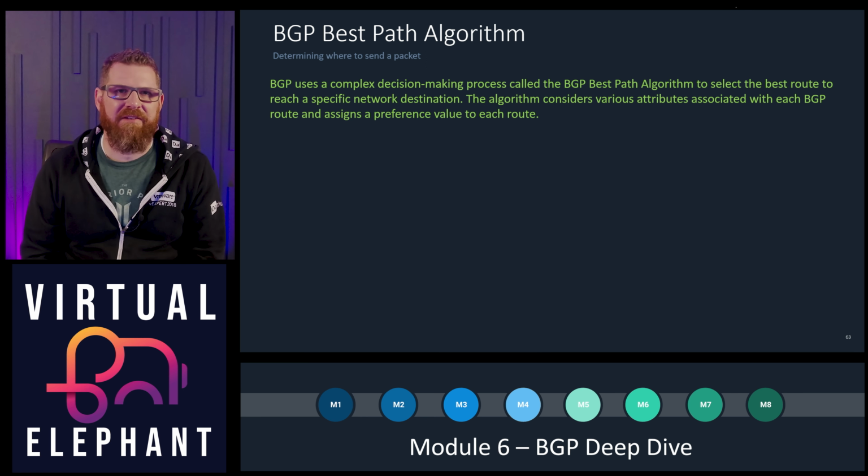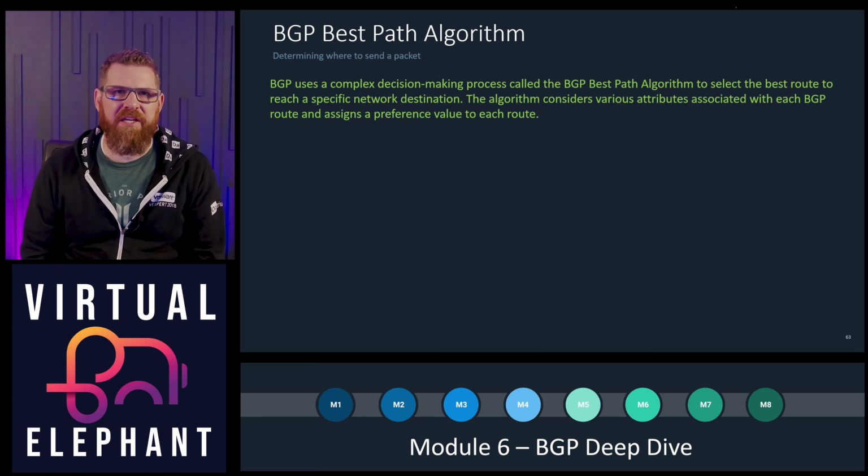So next, I want to talk about BGP's best path algorithm. BGP uses a complex decision-making process called the best path algorithm to select the best route to reach a specific destination network. And the algorithm is going to take into account various attributes associated with each BGP route and assign a preference value to each route.